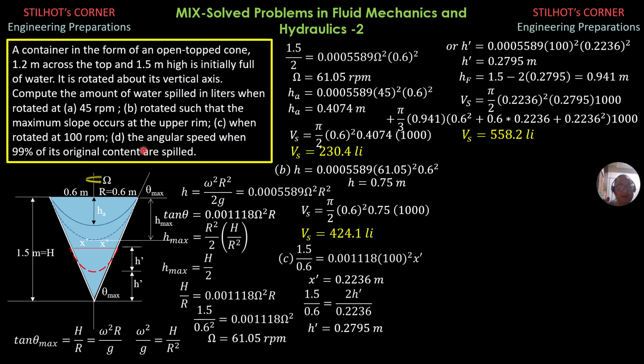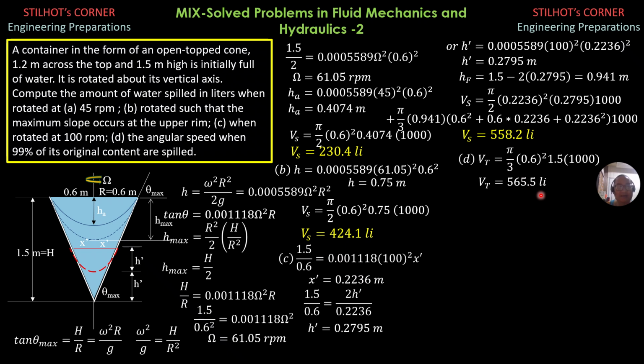Then for part D, the angular speed when 99% of its original content are spilled. The volume of the tank is volume of the cone, pi over 3 radius 0.6 square times height 1.5 times 1000, and that is equal to 565.5 liters, which is close to this part C. So meaning this is part C and the angular speed there was 0.99 of the total volume, because 99% of its real content are to be spilled.